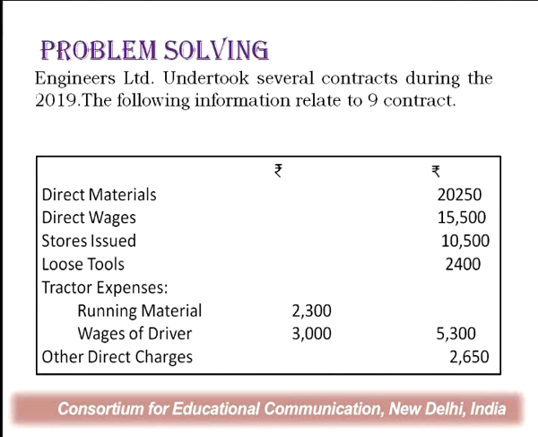Stores issued 10,500, loose tools 2,500, tractor expenses. In the contract, the contractor must be using a tractor, right? So for the tractor, it has incurred running material 2,300 and wages of driver 3,000. So the total tractor expenses is 5,300. Other direct charges 2,650. The contractor took 13 weeks on its completion, right?